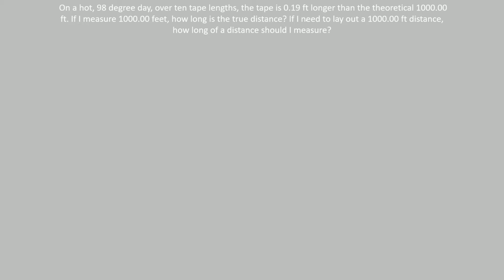So, if it's 0.19 feet longer than the theoretical 1,000 feet, that means the true distance is equal to, you just add it on, right? Because that's like our correction, that's basically our CT, plus our 1000. So that gives us 1000.19 feet.